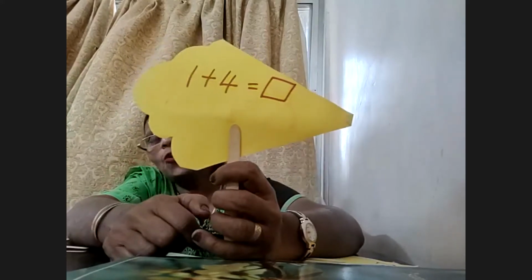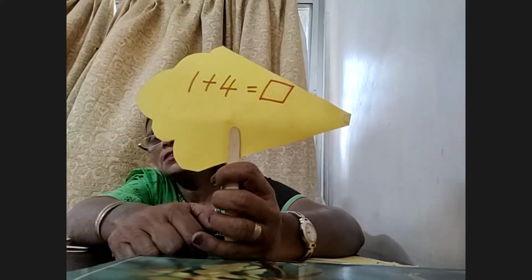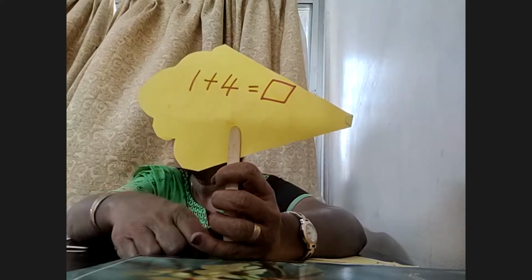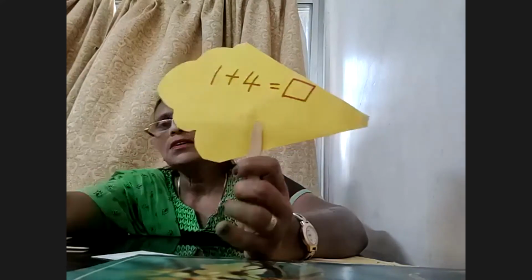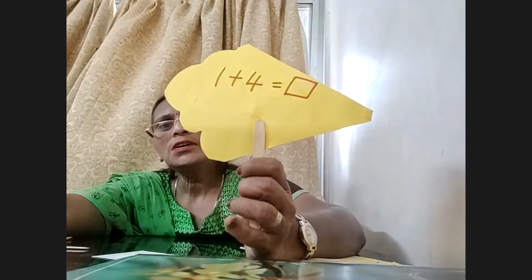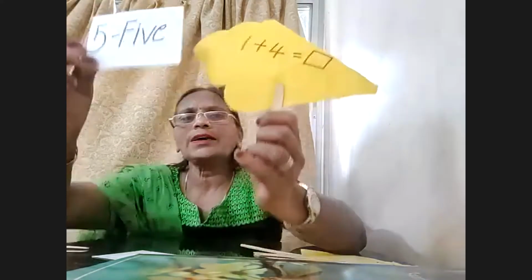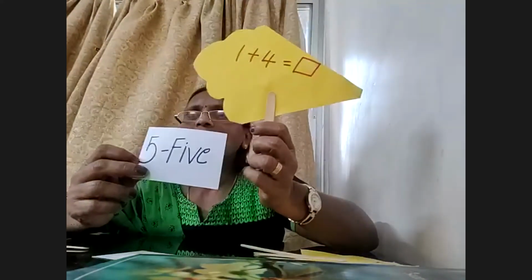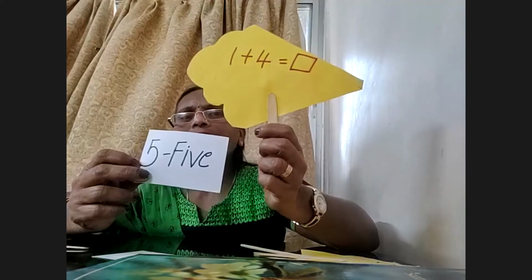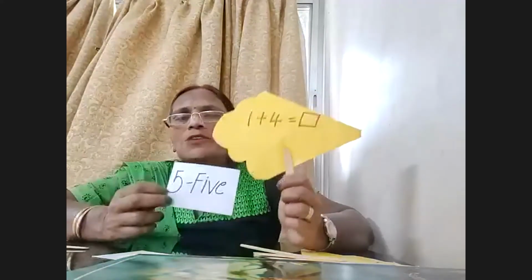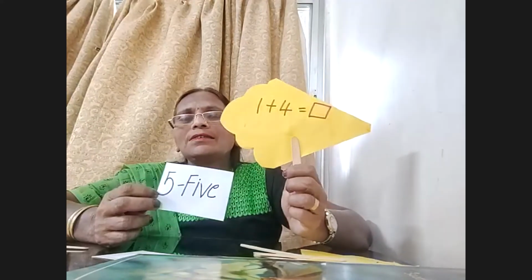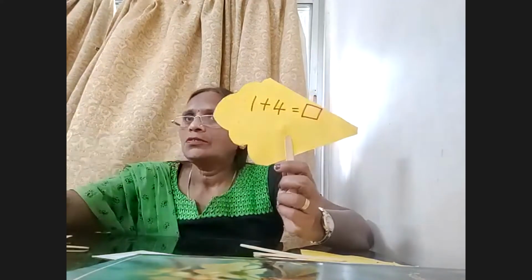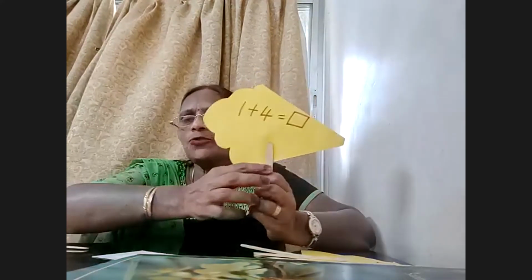1 plus 4. How many? 1 plus 4 is equal to 5. Very good. 1 plus 4 is equal to 5. Answer is 5. 1 plus 4. Answer is 5.